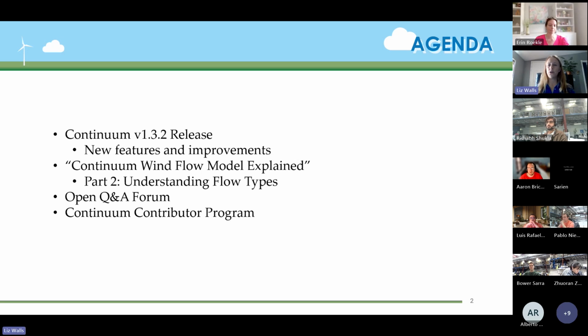After that is done, we'll open it up to any questions that you may have, maybe questions from last time, questions on the software, the new release, anything is on the table. So that will be a chance for you to pose those questions. And then we'll finish off the session with a reminder and overview of the Continuum Contributor Program, which explains how to get involved in Continuum, how to contribute, whether it's through coding or research and those types of things.